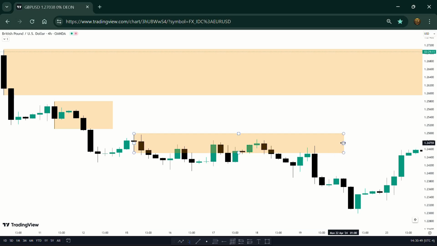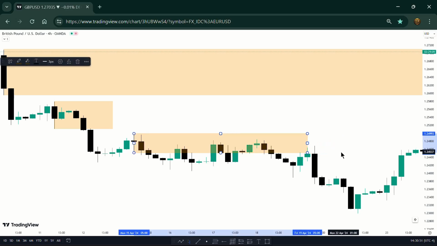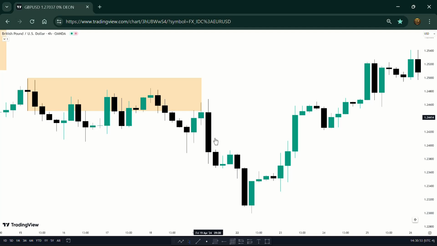All right, the next one that I can see is this one. This one was an immediate confirmation by this candle, because this candle closed just below there. So you can see here, right there.